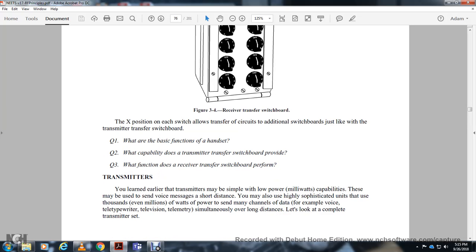The transmitter you learned about earlier is simply a lower power transmitter, with milliwatt capabilities, that may even send voice at a short distance. Others may use highly sophisticated units with 1,000 or even millions of watts of power to send many channels of data, for example voice, teletype, television, and telemetry simultaneously over a long distance.